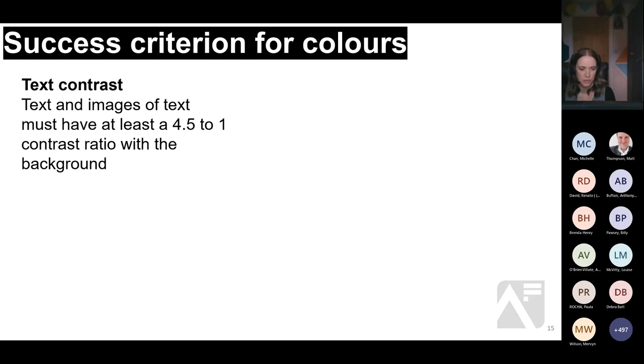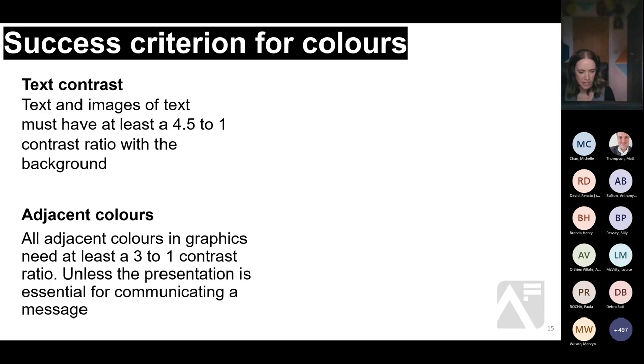Then adjacent colours, so colours that are next to each other in graphics, need to have at least a 3:1 contrast ratio. So it's slightly lower than text because it has to be seen and not necessarily read. This is unless the presentation is essential for communicating a message. So we should always be trying to get it, but if we can argue something's essential, you can sort of drop down from the 3:1, but usually we're trying to get that 3:1 contrast ratio.